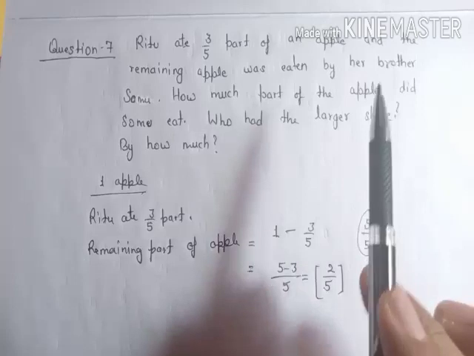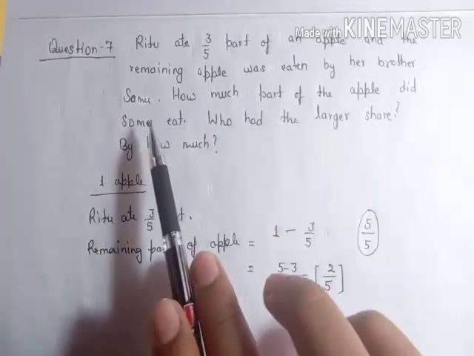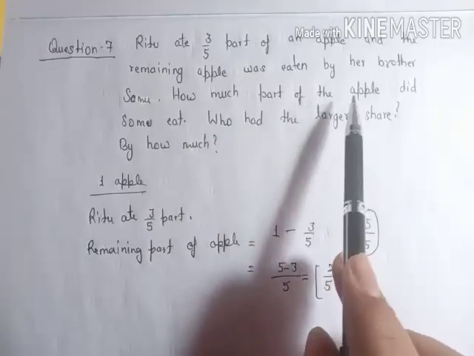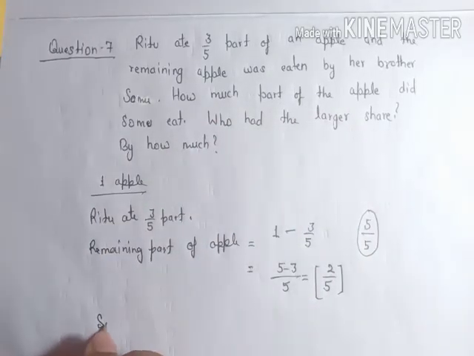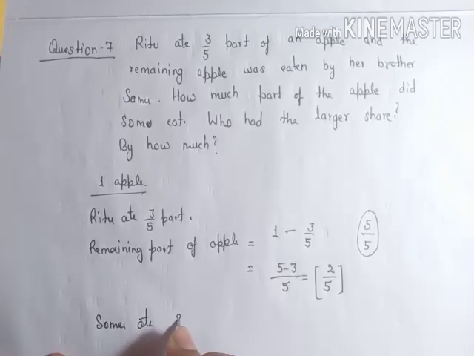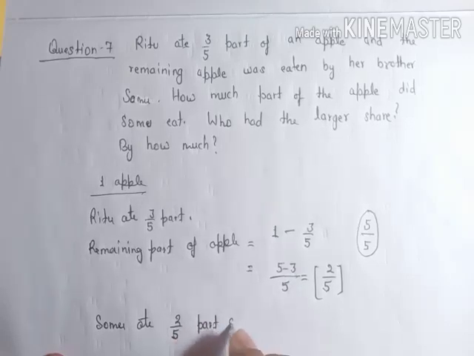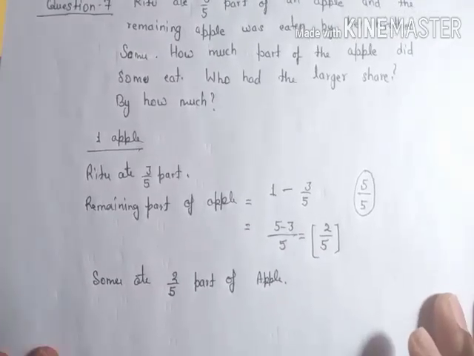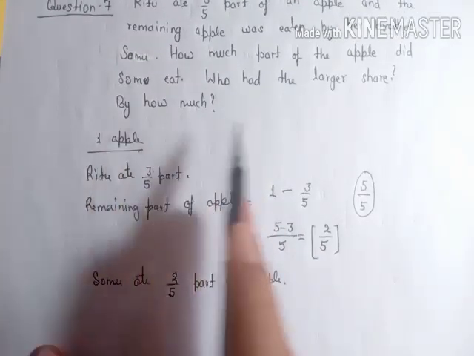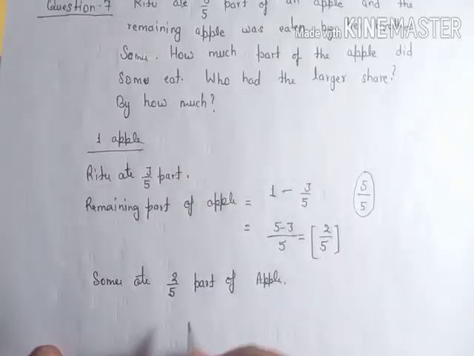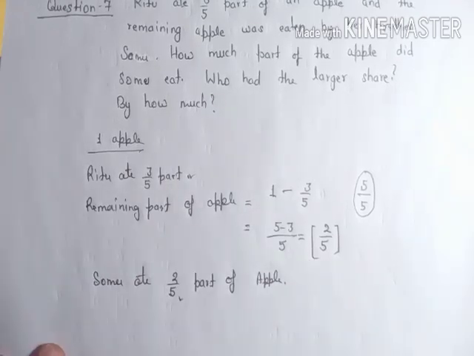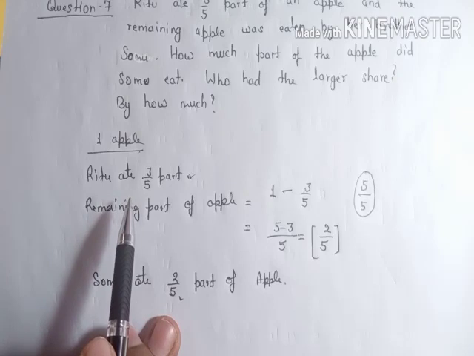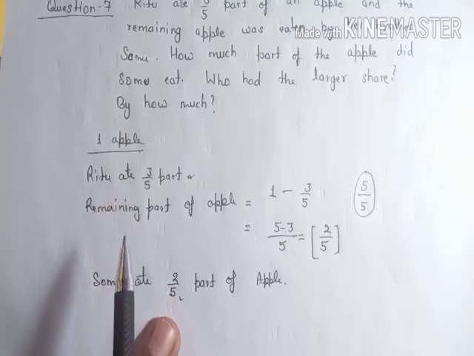Now it is said that the remaining part his brother ate, and who is Somu. So how much part of the apple did Somu eat? So Somu ate 2 upon 5 part of the apple, and who had the larger share? You can see Somu ate 2 upon 5 part and Ritu ate 3 upon 5 part. And in both the fractions you can see the denominator is the same but the numerator is greater for Ritu. So you can write yes, Ritu ate.